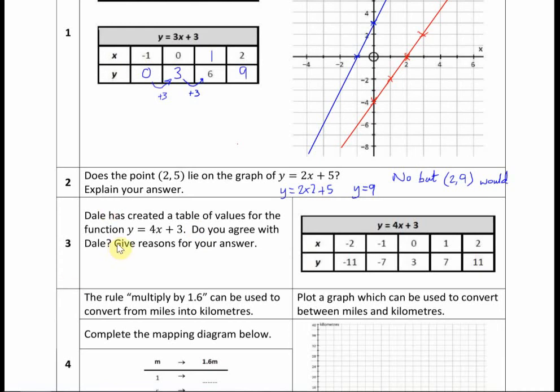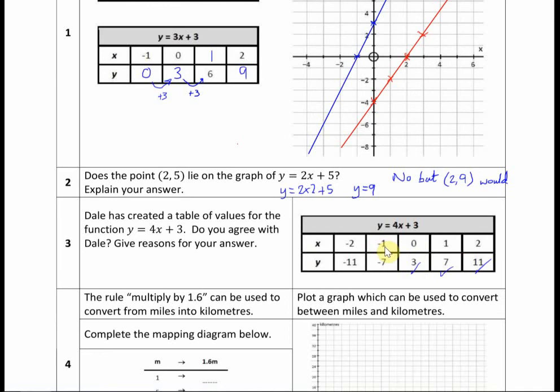Okay. Number 3, Dale has created a table of values for the function y equals 4x plus 3. Do you agree with Dale? Give reasons for your answer. So just a case of checking that he's done this correct. So all we need to do is times all of these x coordinates by 4 and then add 3 and see whether we get these y coordinates. So 4 lots of 2 would be 8, plus 3 would be 11. So that one's right. 4 lots of 1 would be 4, plus 3 would give us 7. 4 lots of 0 is 0, plus 3 is 3.